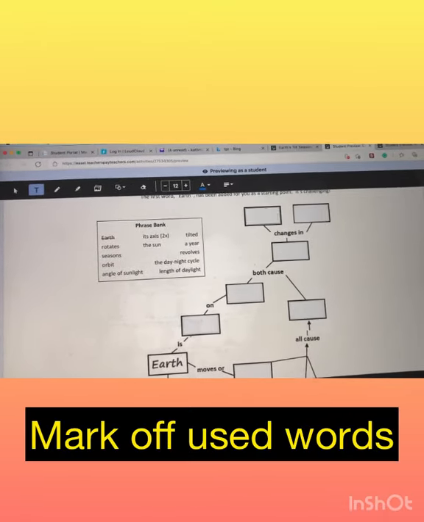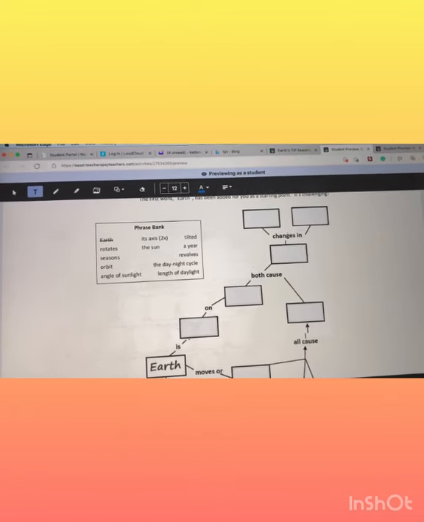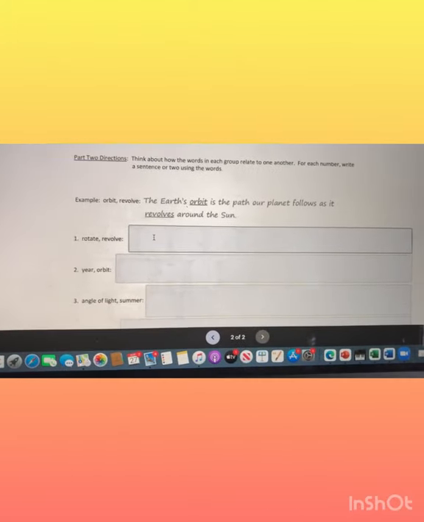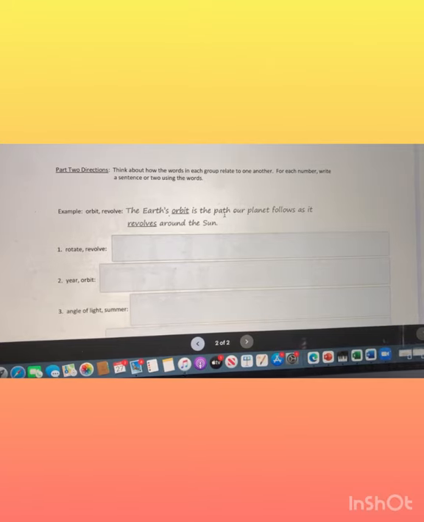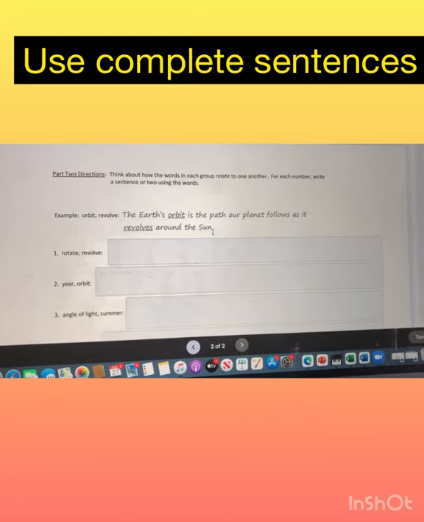And if you put in the vocabulary words and you start to read, you'll realize how it makes sense as you go through it. And then when you get down to the next page, which is part 2, it's asking you to take 2 of the vocabulary words and turn them into sentences. For example, the Earth's orbit is the path our planet follows as it revolves around the sun.